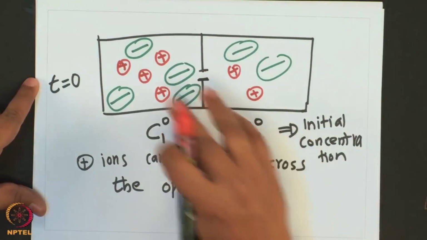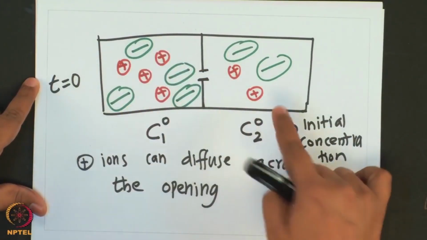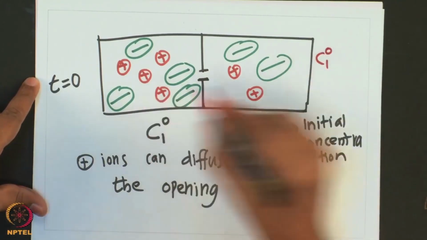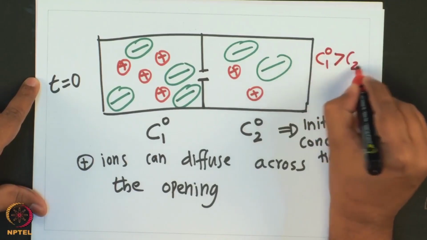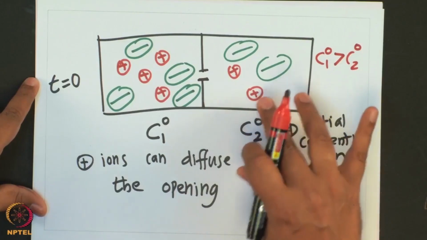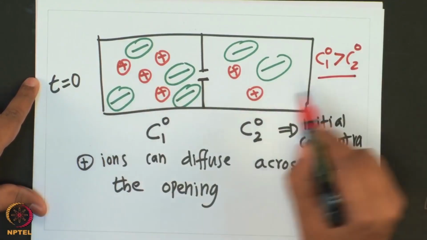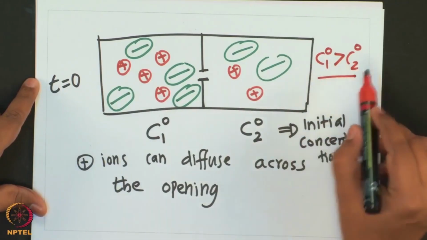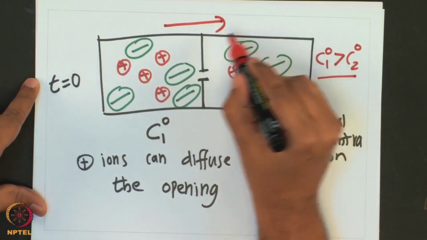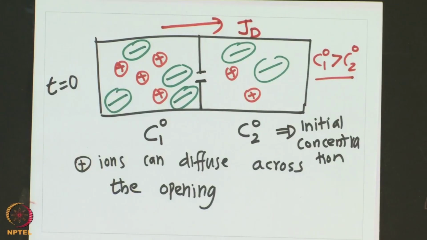Since there is a higher concentration on the left side compared to the right, we know from this that C10 is larger than C20. Of course, I have drawn more ions here than here, which is to imply that C10 is larger than C20. So since C10 is larger than C20, there will be a flow from this side to this side. This flow is due to diffusion, so let us call it JD.